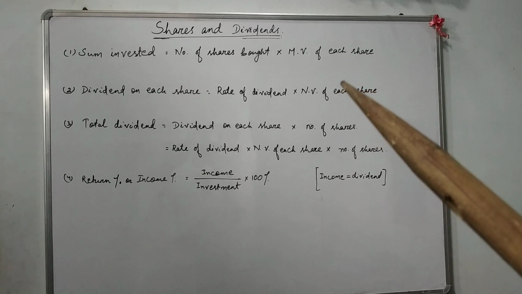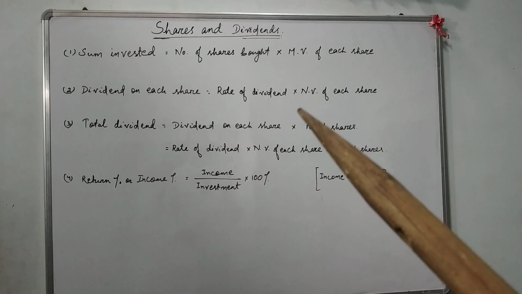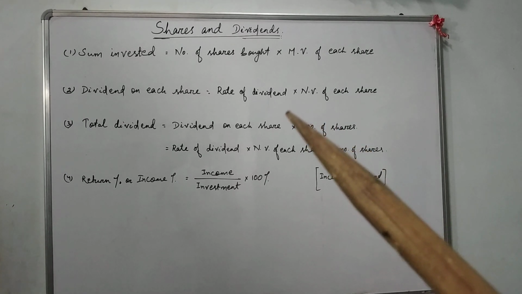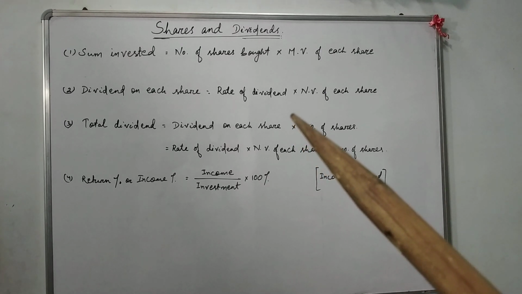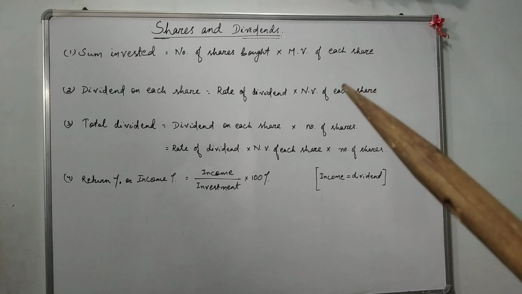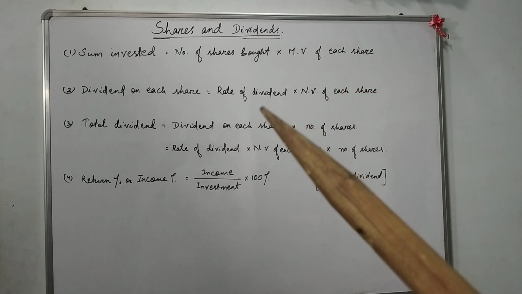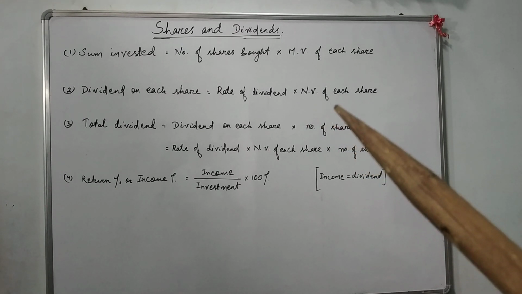Then number 2, dividend on each share. Dividend means the profit or the income or return which the shareholder will get on each share he is buying. So that is equal to rate of dividend fixed by the company into nominal value of each share.